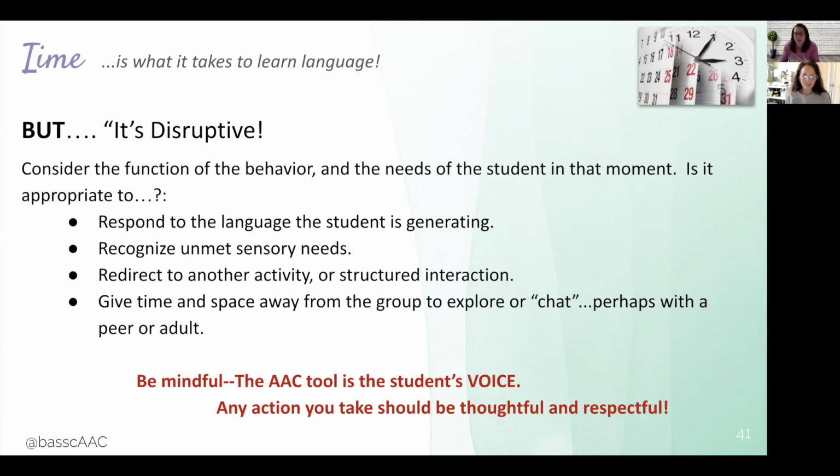Give time and a space away from the group to be able to chat. So if we need to go aside with a paraprofessional, classroom aide, or if they can go aside with another peer and have time that's dedicated to them just exploring and looking at the device and being able to have that time to do that self-talk and do that babbling and everything, that they have time built into their day that is just for that, for them as well.